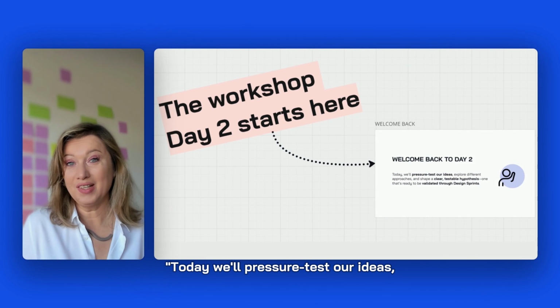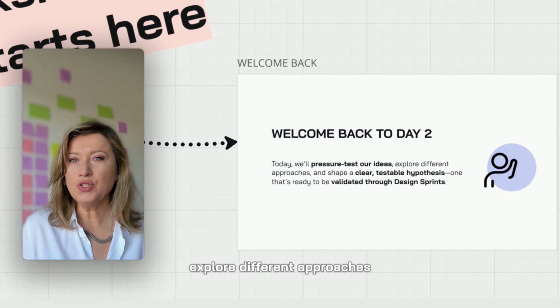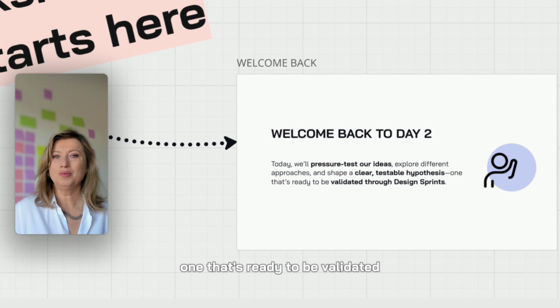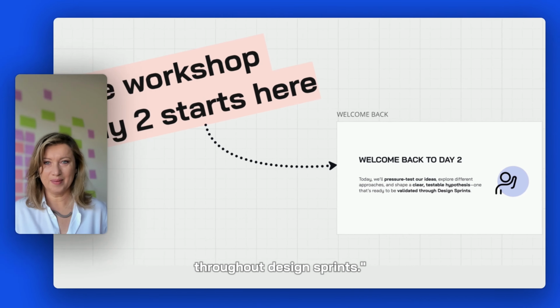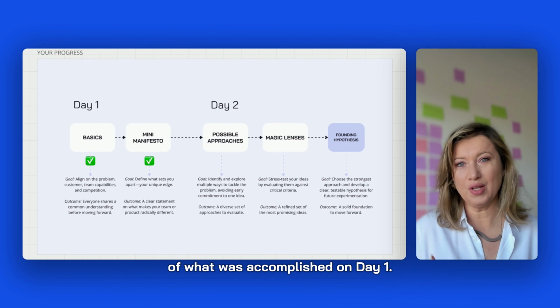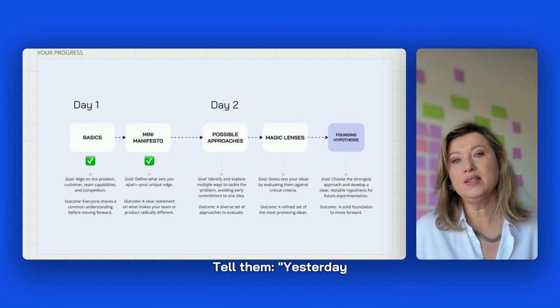Today, we'll pressure test our ideas, explore different approaches, and shape a clear, testable hypothesis, one that's ready to be validated throughout design sprints. It's also helpful to do a quick recap of what was accomplished on day 1. Tell them, yesterday you aligned on the basics and you created a mini manifesto that basically defined your unique edge. If day 1 was about alignment, today is about ideation. Today will generate possible approaches and define the founding hypothesis that will get this project off the ground.